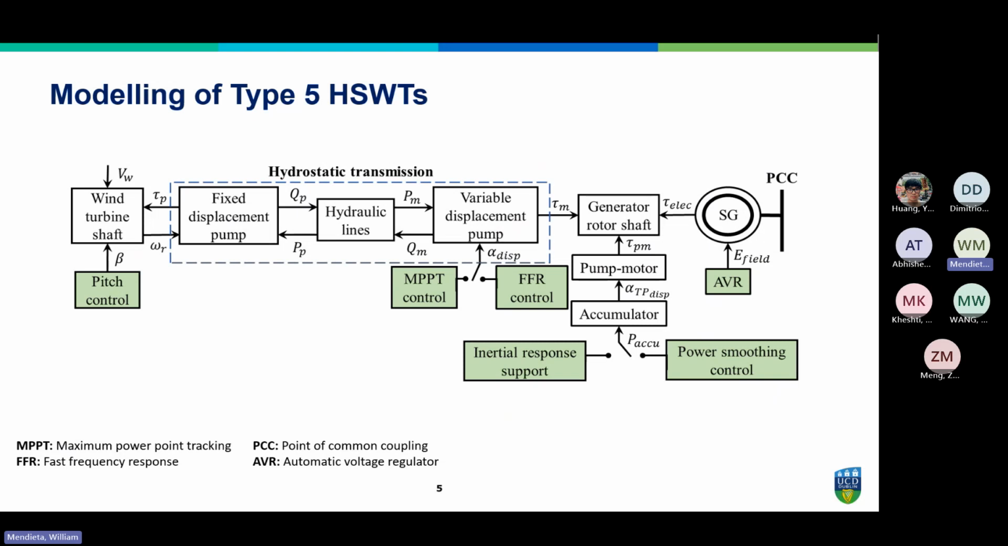So the Type 5 hydrostatic wind turbine model integrates relationships between mechanical, hydraulic, and electrical systems. For example, the turbine rotor, the actuator, the hydrostatic transmission, the hydraulic accumulator, and the synchronous generator. So the model that we have includes 38 differential algebraic equations and has 6 control loops.